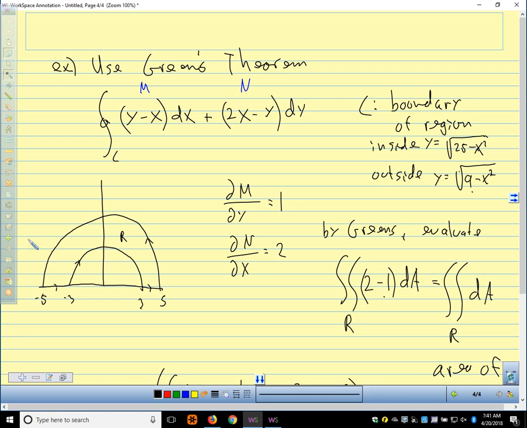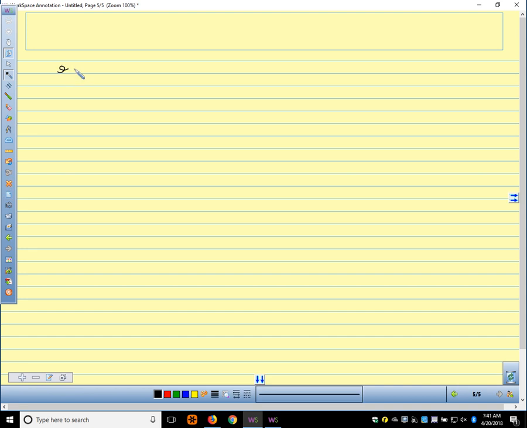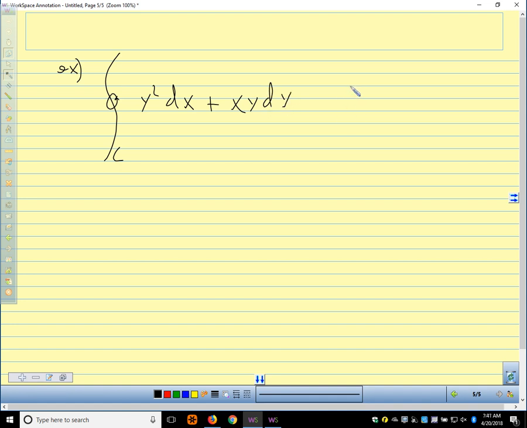All right, let's look at another one. So we're going to use Green's again. The double integral over our closed curve of y squared dx plus xy dy. And our curve is the boundary of the region.